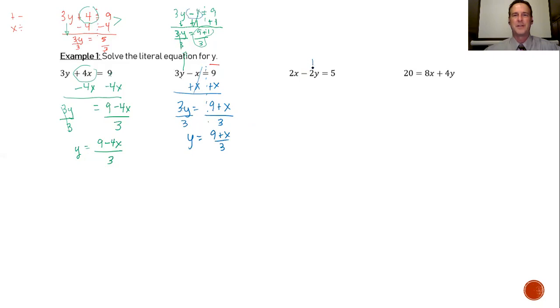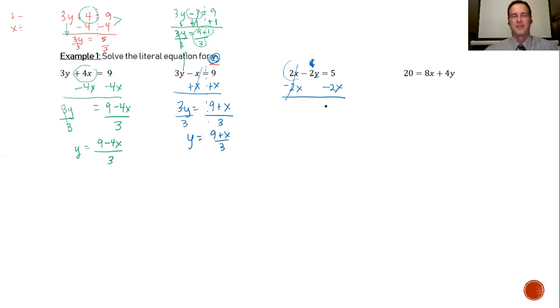Typically, we have to get rid of this thing first, but this is the y. I want to keep the y, all right? So we're not going to get rid of the 2y here. We're going to get rid of this guy, okay? The y is what you have to get by itself. So let us subtract a 2x. Okay, this is the thing that has to go because, again, we're solving for y.